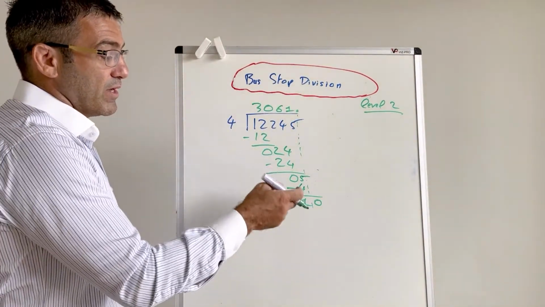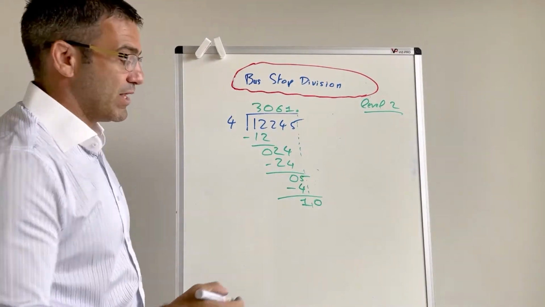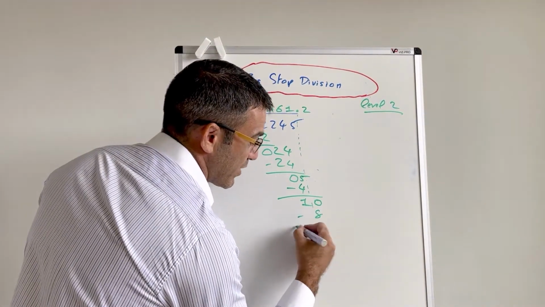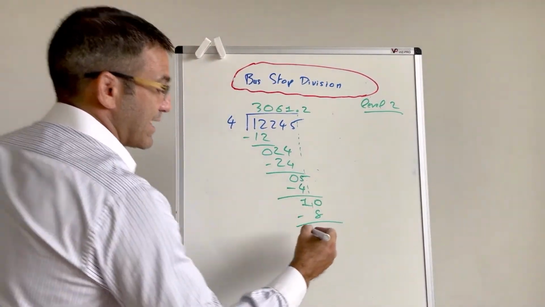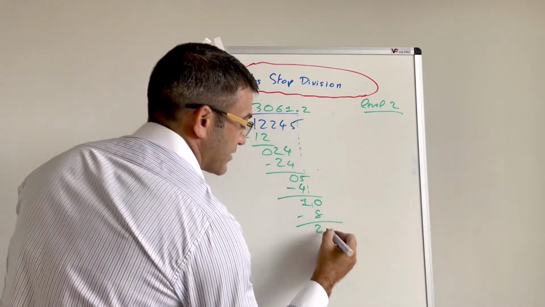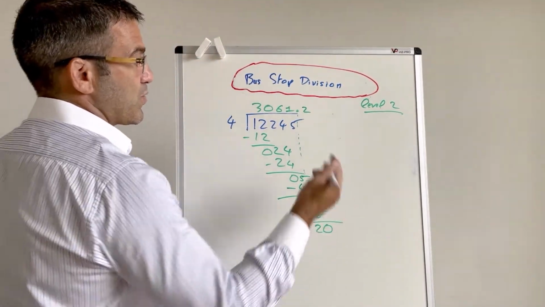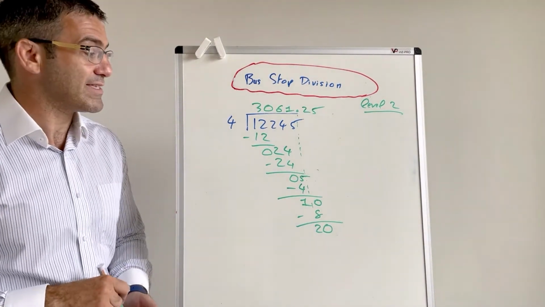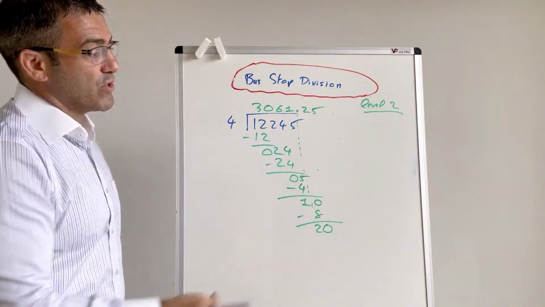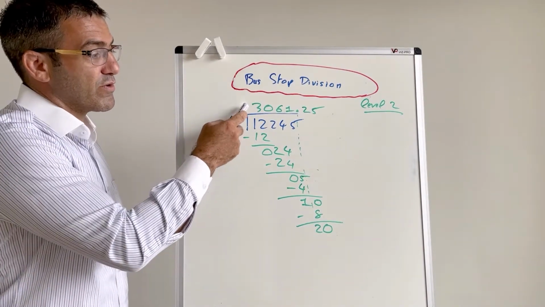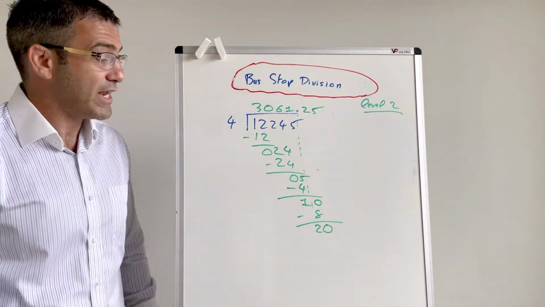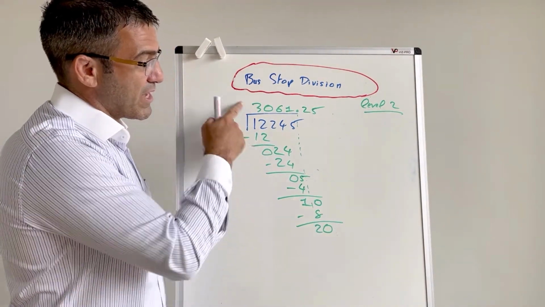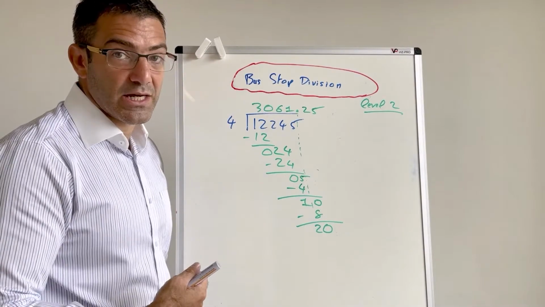So how many times does 4 go into 10? Well, that's not too bad. It's twice, so 2 times 4 is 8, and I can follow my process here. 10 minus 8 is 2, and I'm allowed to drop a 0 down. So how many times does 4 go into 20? That's 5, and I have the end of my division. So I can say that 12,245 divided by 4 is 3,061.25.